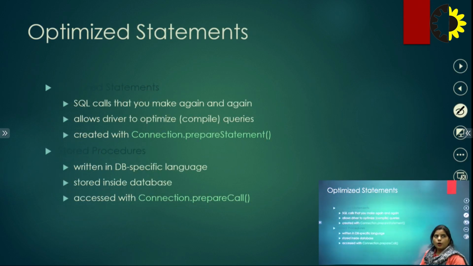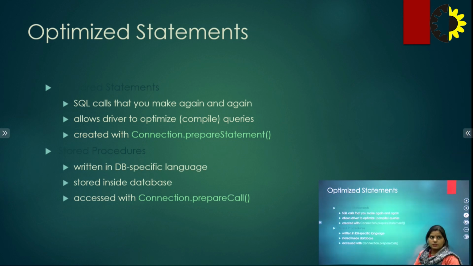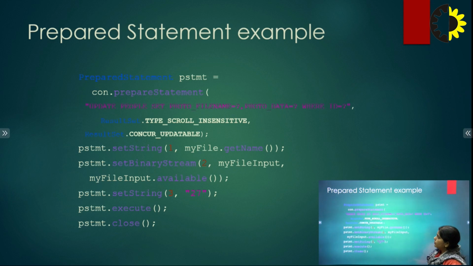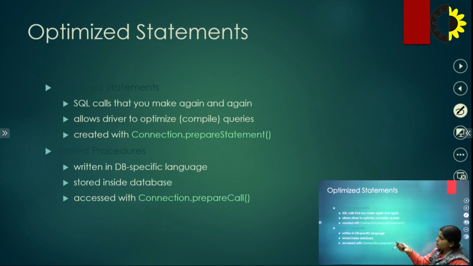And the optimized statements used in JDBC are prepared statements and, second, stored procedures. This is the example for a prepared statement, and we have more examples of stored procedures also, but till now that's all for today.